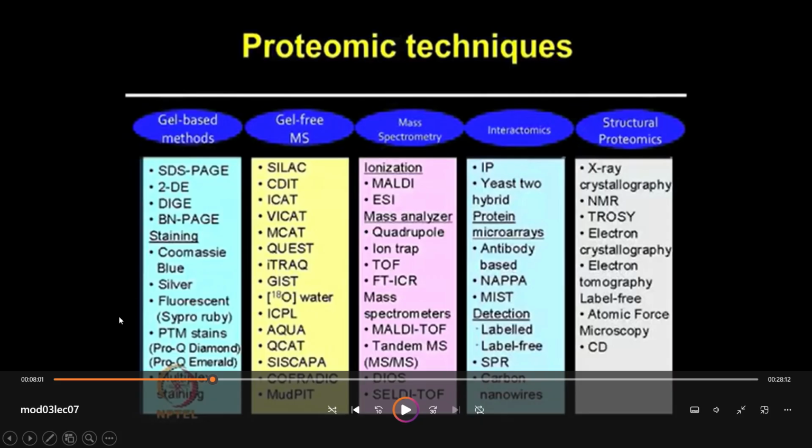Massive blue, silver, fluorescently labeled stains, etc. So we'll be trying to understand each and every type of stain and each and every type of method which can be used for understanding proteins.